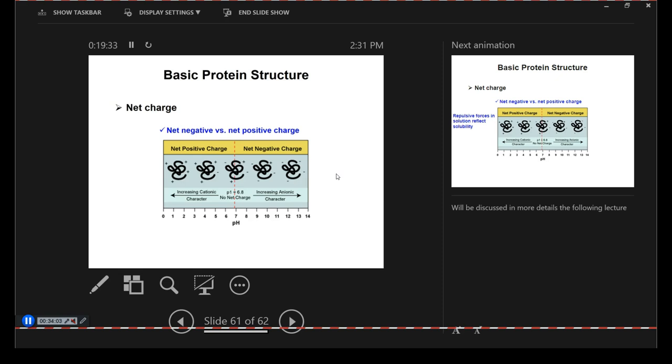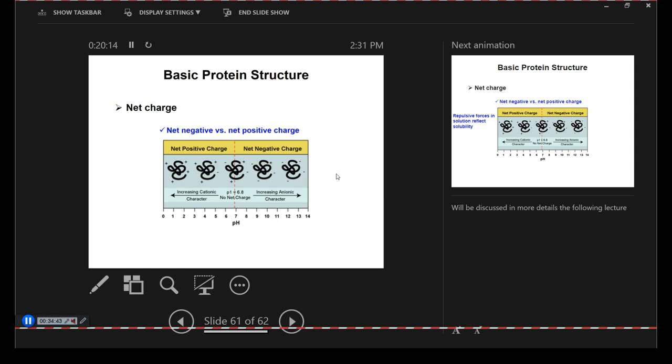So amino acids, some of them carry charge, and the composition of the amino acids in a protein will determine that it carries a net charge. So there are so many charges on a protein. There are negative charges and positive charges, and when you add them all up, you get a net charge. A lot of the proteins are usually negatively charged, but there are some proteins that are positively charged as well. So the net negative or net positive really depends on the pH of the system, okay?